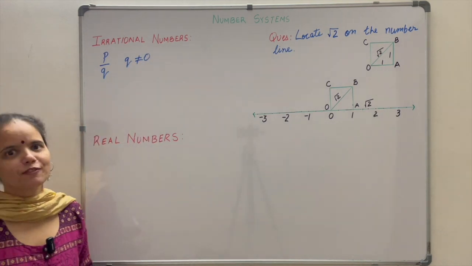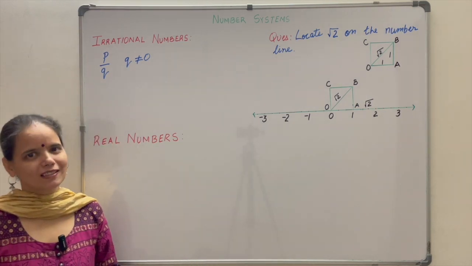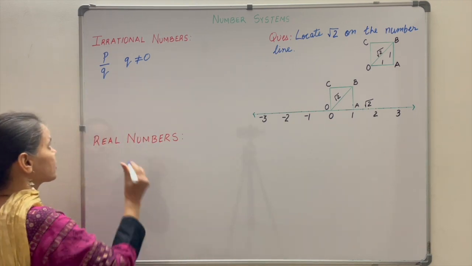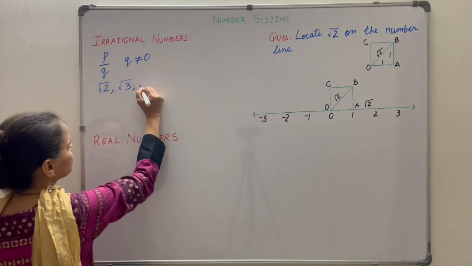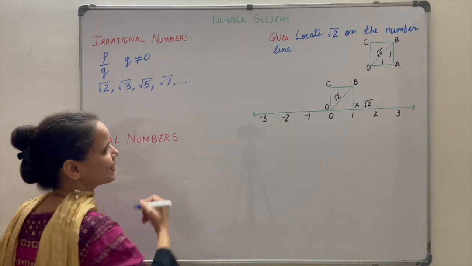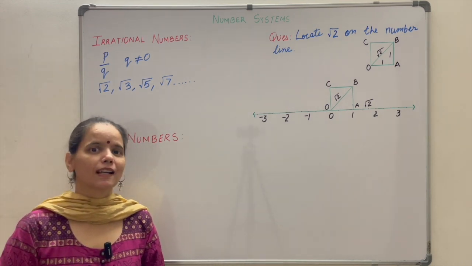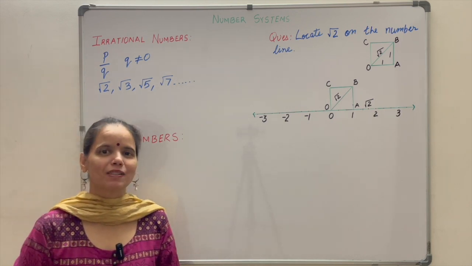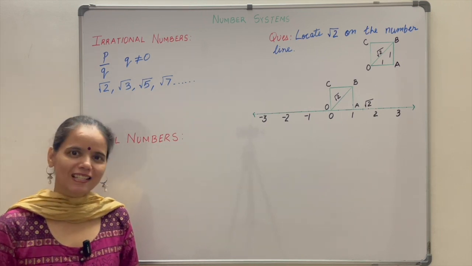So all the numbers which satisfy this definition are called rational numbers, otherwise they are irrational numbers. Let us write down some examples of irrational numbers. For example, root 2, root 3, root 5, root 7 and so on. The list is infinite. We have discussed in the previous video that between two given numbers, there are infinite rational numbers. Similarly, between two given numbers, there are infinite irrational numbers.